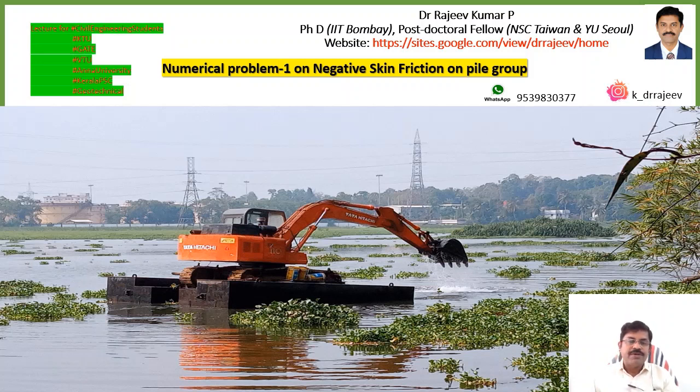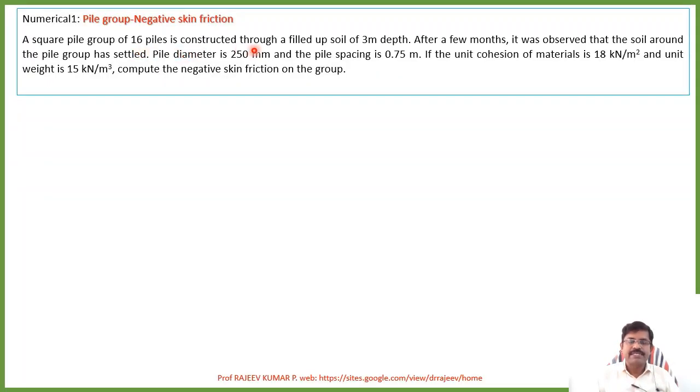This can happen in fine silty sand also. A pile group of 16 piles is constructed through a filled up soil 3 meter deep. After a few months, it was observed that the soil around the pile group has settled. Pile diameter is 250 millimeter and the pile spacing is 0.75 meter. If the unit cohesion of the material is 18 kN per meter square and the unit weight is 15 kN per meter cube, compute the negative skin friction on the pile group.